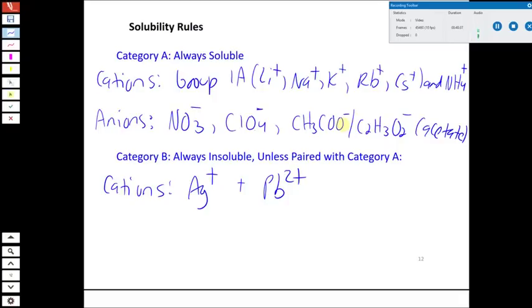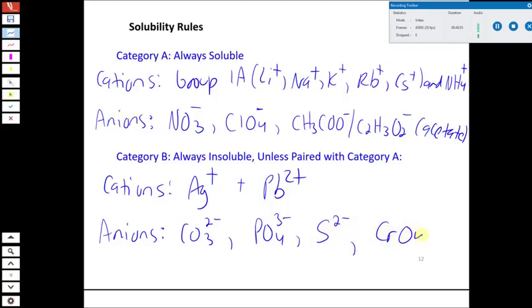Okay? The anions that fall in this category, again being anions that almost always form insoluble compounds, are carbonate, CO3 2-, phosphate, PO4 3-, sulfide, S2-, and chromate, CrO4 2-.